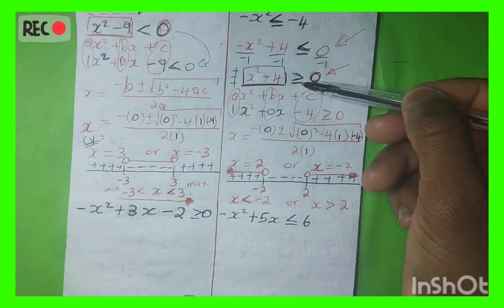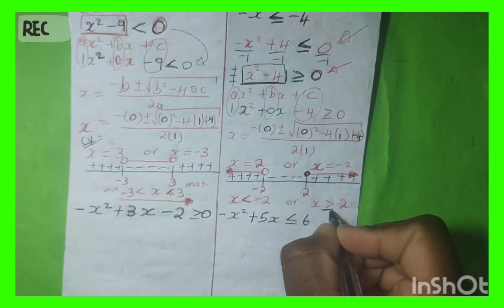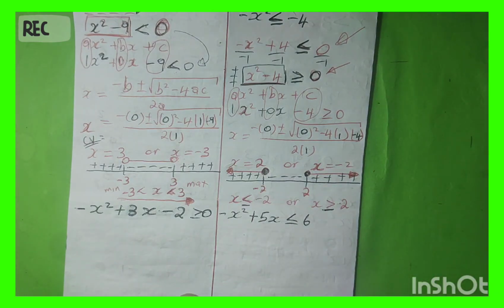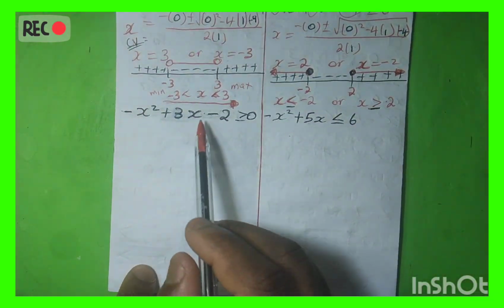And please guys, take note that there we got equal, meaning that we should shade and we should put equal. So those are the final answers of this question there. Then what about this one?